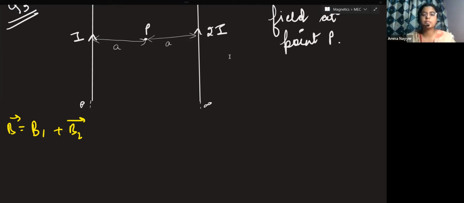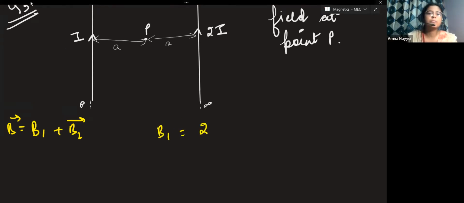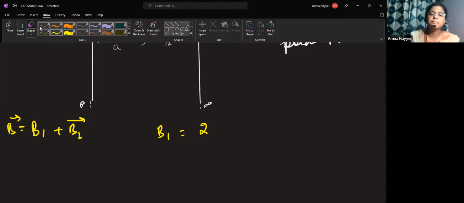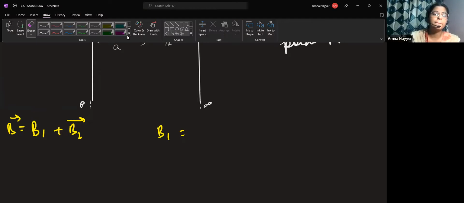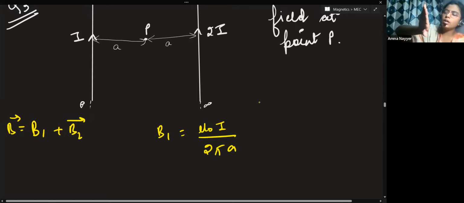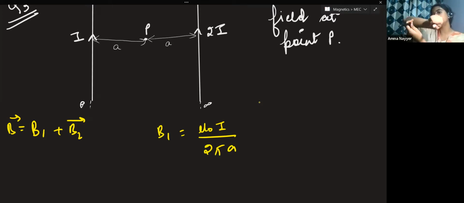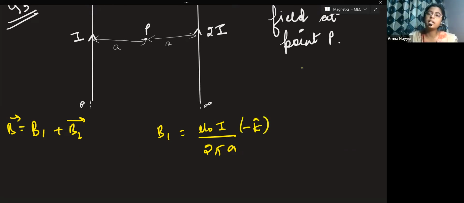Let's see now. B1 will be equal to mu naught I by 2 pi A. Now see the direction. This is your point P for the first one. Curl your fingers. It is leading where? Inwards. That is minus k cap. This is your first magnetic field.